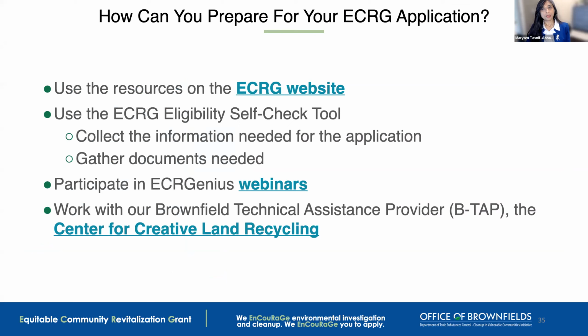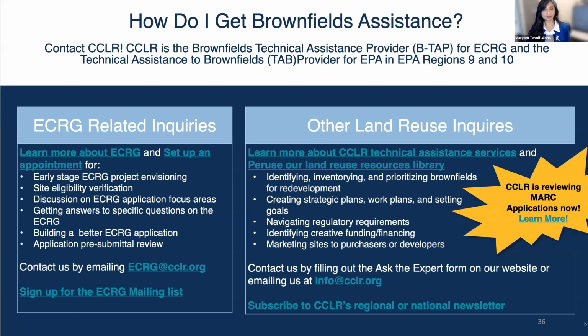So the best way to prepare for the ECRG application is to use the resources we have on our website. When the eligibility self-check tool comes out, please use that so that you can get the information needed for the application and gather the documents that you need, because oftentimes, especially from our experience last time, we realize that that's really where most of the time is spent. We want you to participate in our webinars and really work with the Center for Creative Land Recycling, who is our Brownfield Technical Assistance Provider. And with that, I think I'm going to turn it back to Claire, who can talk a little bit more about how you can get free assistance.